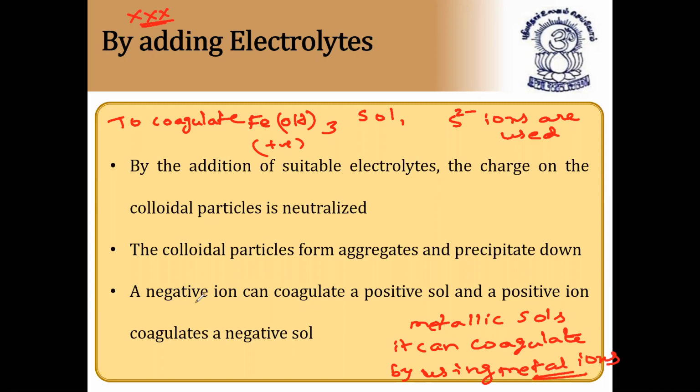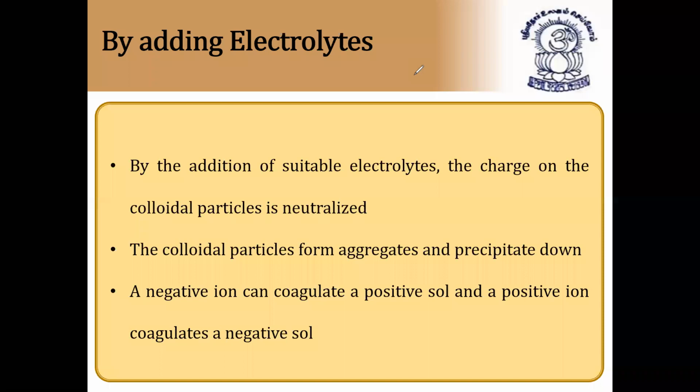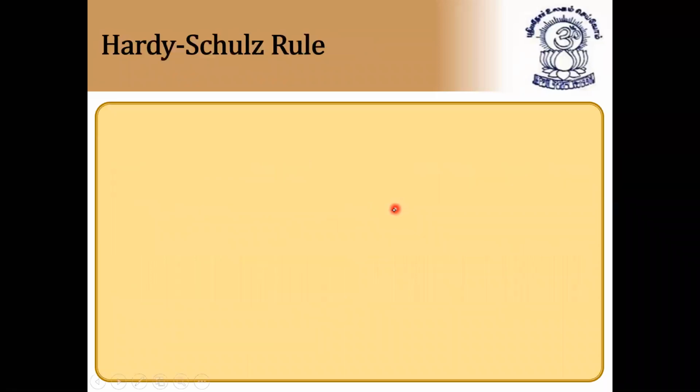So a negative ion can coagulate a positive sol, and a positive ion can coagulate a negative sol. So this is called adding electrolytes. By adding electrolytes, I hope it is clear. So this is nothing but coagulation. All the four methods.